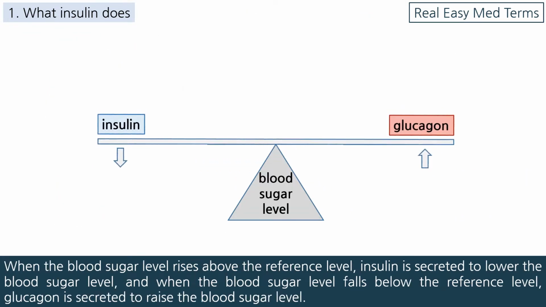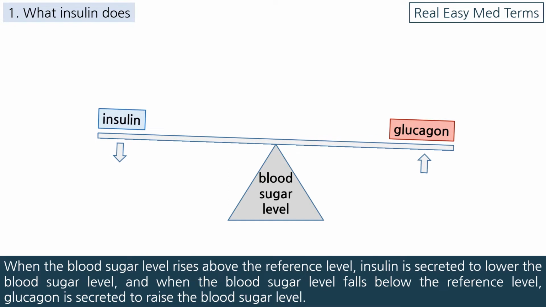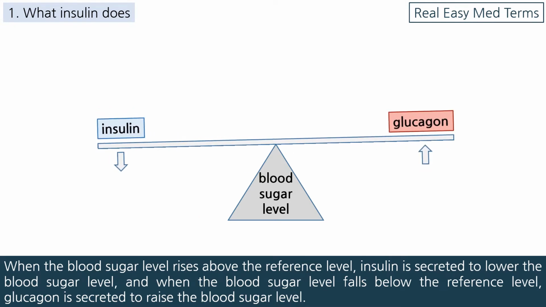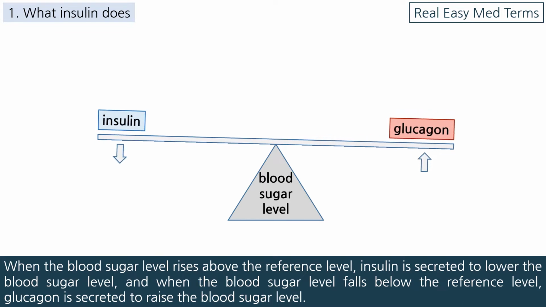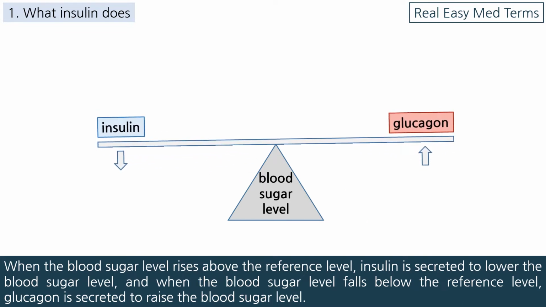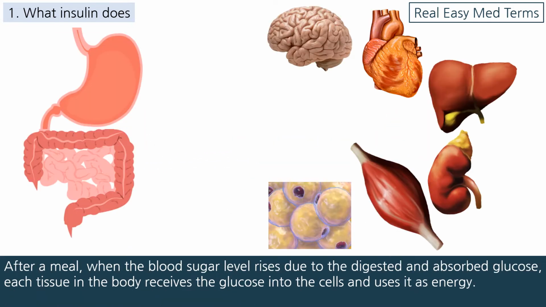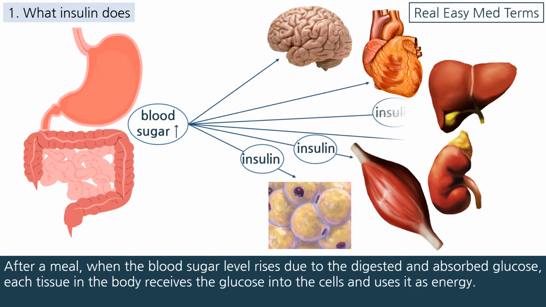When the blood sugar level rises above the reference level, insulin is secreted to lower the blood sugar level, and when the blood sugar level falls below the reference level, glucagon is secreted to raise the blood sugar level. After a meal, when the blood sugar level rises due to the digested and absorbed glucose, each tissue in the body receives the glucose into the cells and uses it as energy.